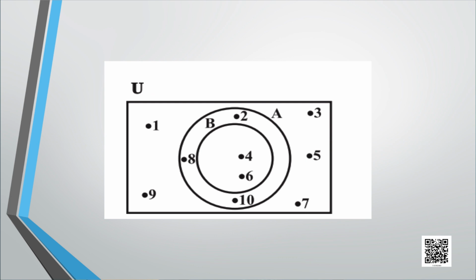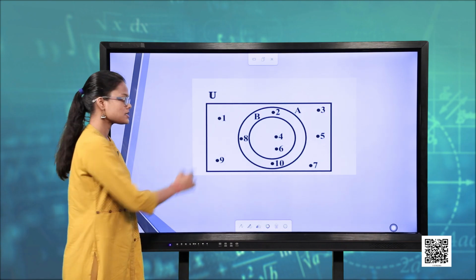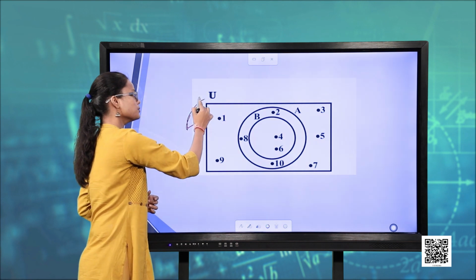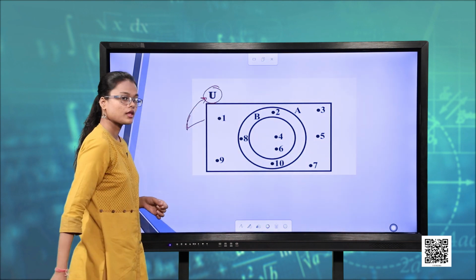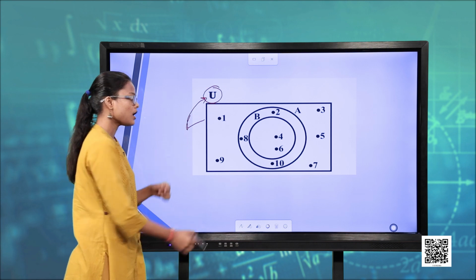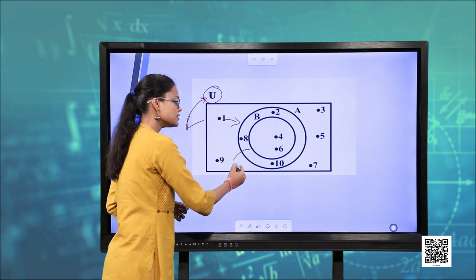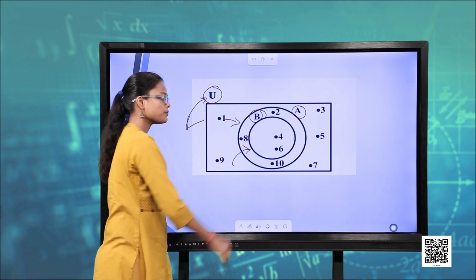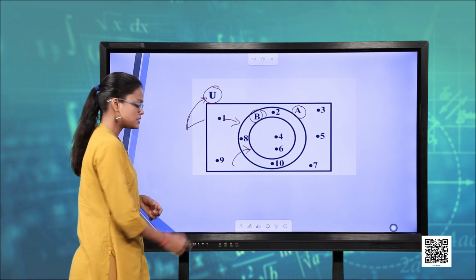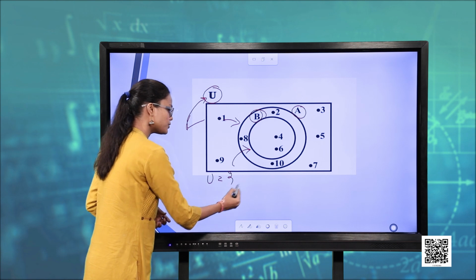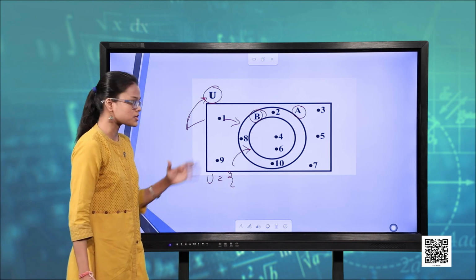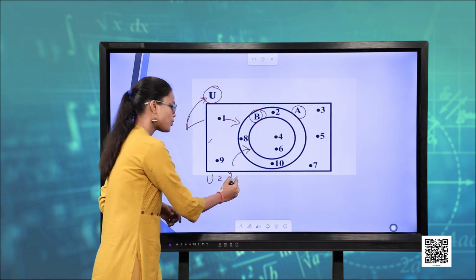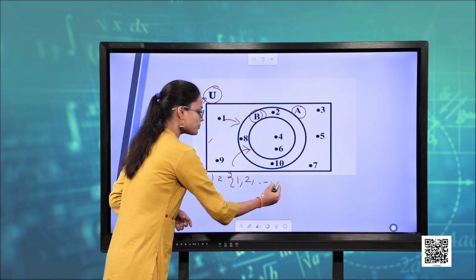As you can see in this picture, this rectangle is representing a universal set U, and the subsets of U are represented by these circles, which are set A and set B. So what are elements in the set U, universal set? All the numbers which are coming inside this rectangle. They are 1, 2 up till 10.